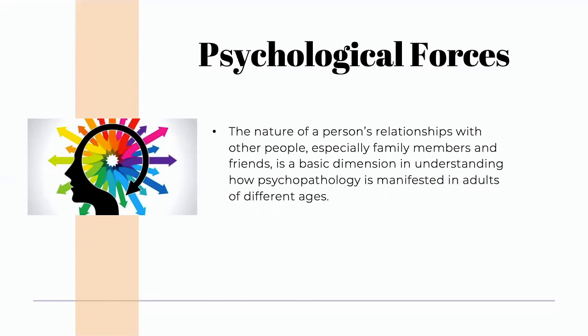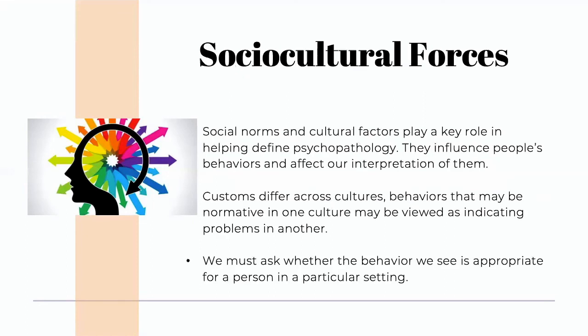In the book Aging Well, one of the key factors in someone having a successful aging process is the positive relationships they had with their friends and families, and maintaining those relationships throughout their age. Next is sociocultural factors.